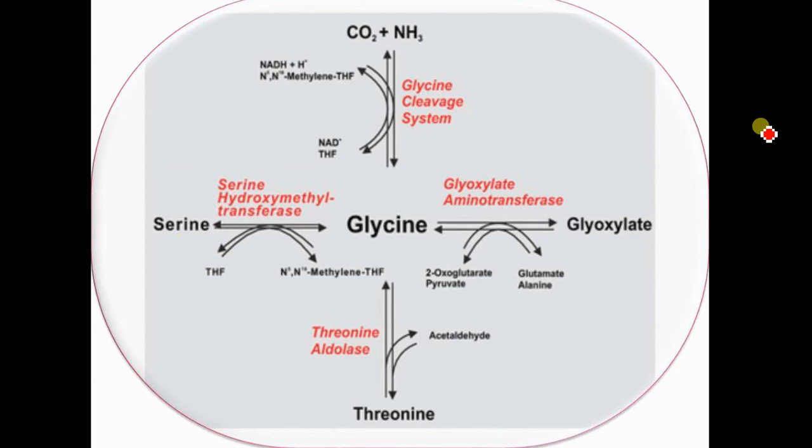Most important one is the glycine synthase reaction, where carbon dioxide and ammonia will bind with the one carbon fragment known as N5,N10-methylene tetrahydrofolate, converted into tetrahydrofolate and glycine. And from serine, a simple enzyme known as serine hydroxymethyltransferase will convert the serine into glycine, and from glycine it will be converted to glyoxylate, and from glycine it forms the threonine.